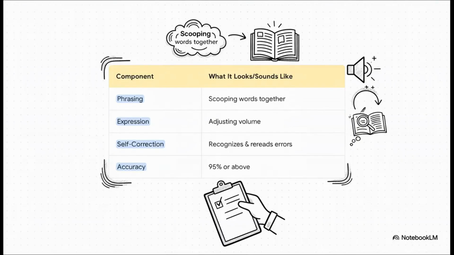So when you're leaning in for a reading conference, you're listening for very specific things. Are they scooping up words into phrases? Are they paying attention to punctuation? And the big one, when they stumble, do they stop, recognize it, and go back to fix it? This turns assessment from just a gut feeling into something you can actually see and hear.